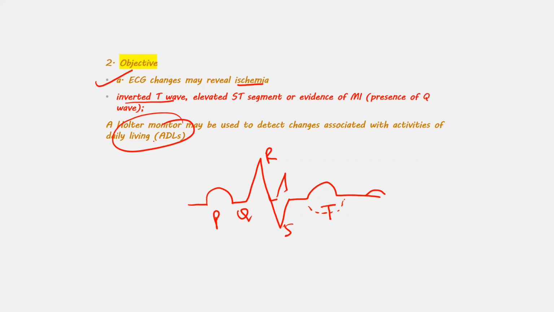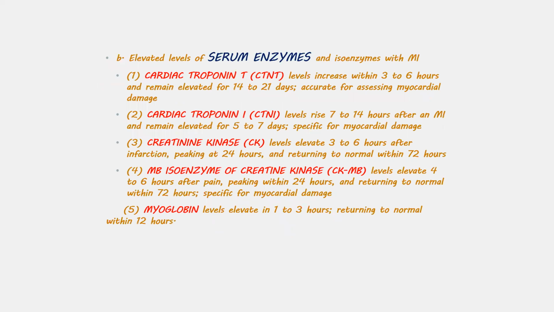Holter monitoring is a method. This is a Holter monitor device that is used to detect changes associated with the activity of daily living. The Holter monitor helps in recording the ECG of the patient for at least 24 hours. So this is the objective finding.